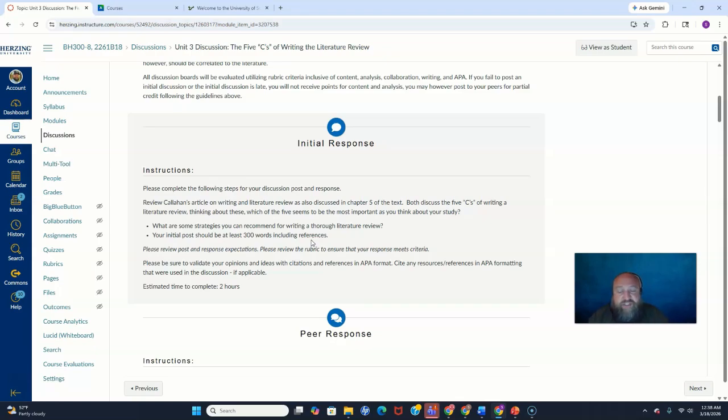What are some strategies you can recommend for writing a thorough literature review? So this is in addition to which of the 5 C's. Your initial post must be at least 300 words, including references.